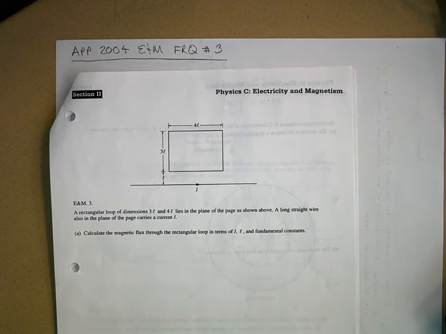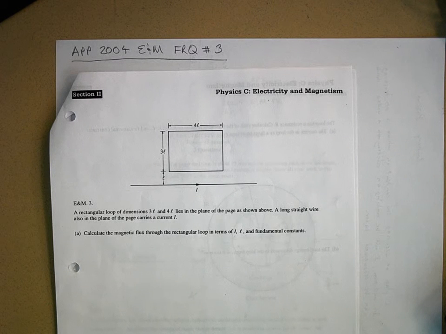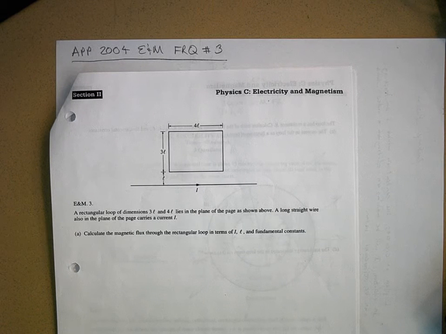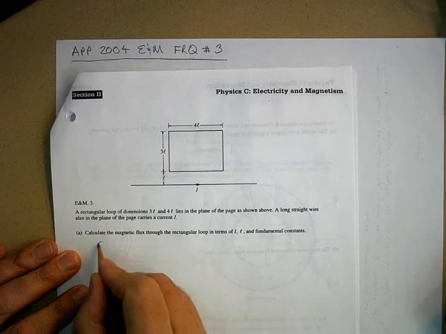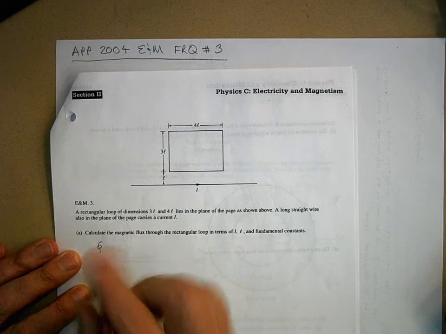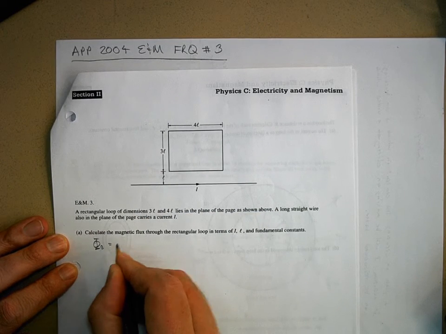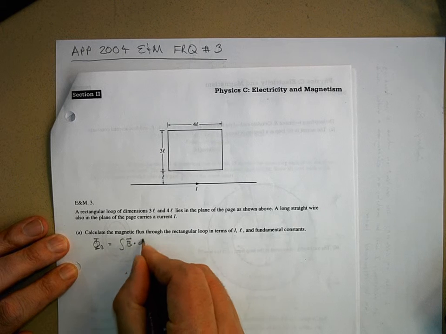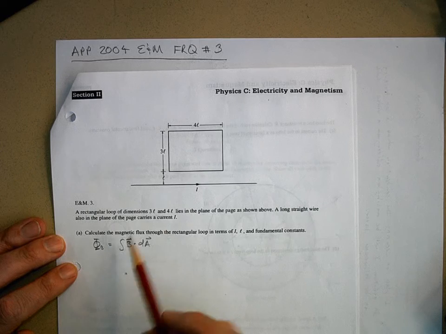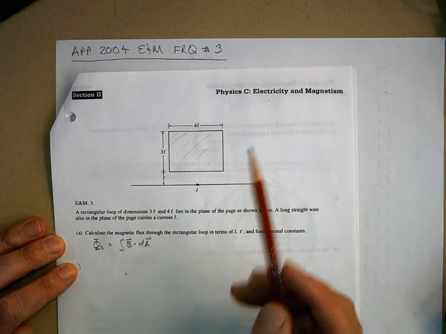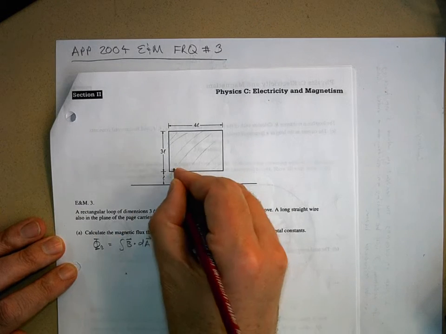Okay, so this looks like we need to use a little bit of calculus, doesn't it? Magnetic flux, well, let's write the symbol for it, is equal to the integral of B dot dA. Now notice I didn't put a closed surface on here because this is not a closed surface. Here's a surface right here. Grab the wire, you've got magnetic flux coming out of the page.